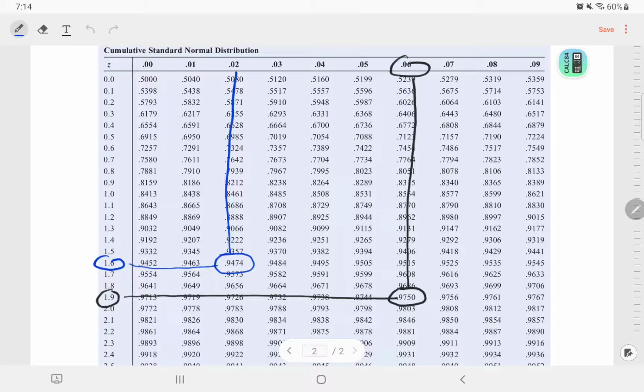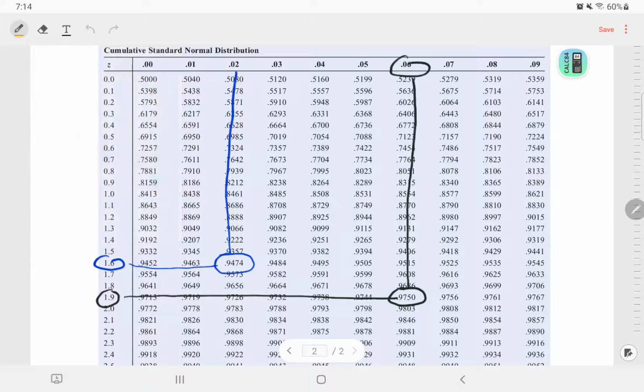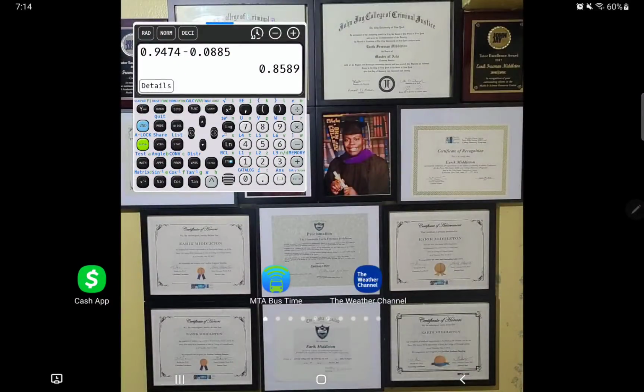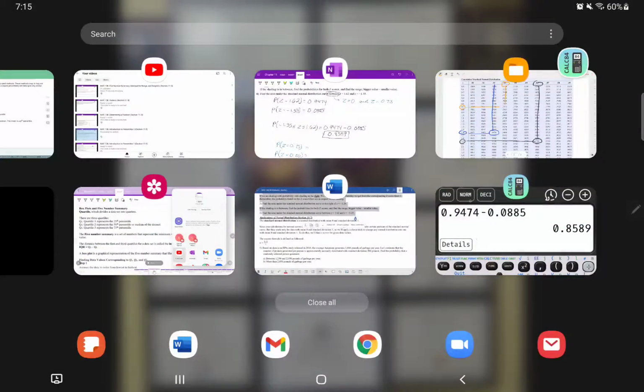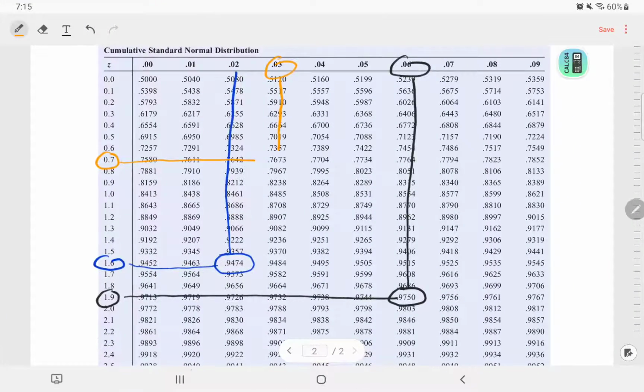So the probability that z is equal to 0.73. So that's 0.7. Go over to 3. That is going to be 0.7673. And the probability that z is equal to 0 or 0.00 is right there, 0.5000.